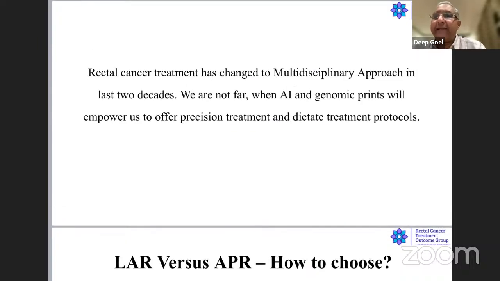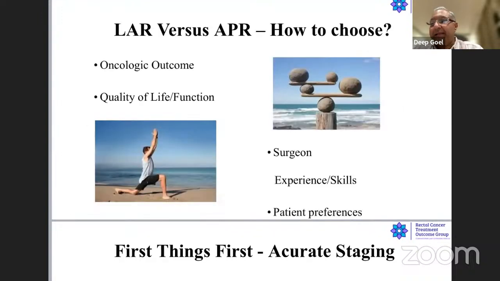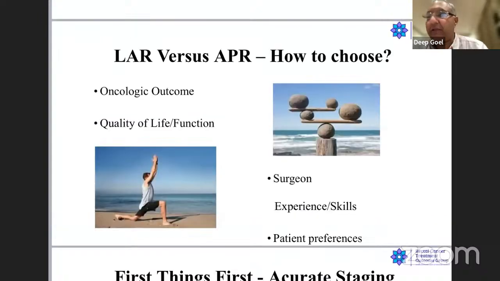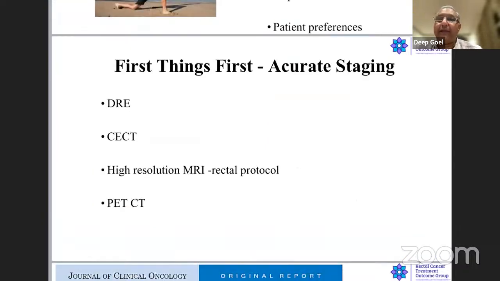So with that, rectal cancer treatment has changed to multidisciplinary approach in last 2 or 3 decades. And we are actually not far. In fact, we are there when AI and the genomic prints will empower us to offer precision treatment and dictate the treatment protocols. Well, it's a $1 million question. How do we choose? Because it's a question of oncological outcomes. It's a question of quality of life. We have to also take into account surgeon's experience and his skills, and do not undermine the patient's preference after counseling the patient and taking an informed consent.